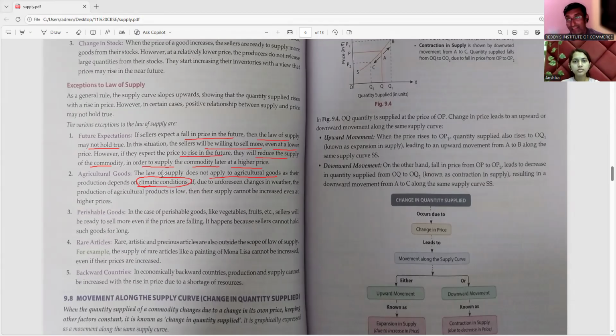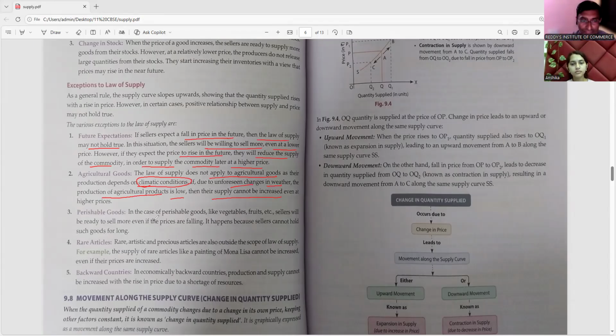If a producer thinks, I'll produce this kind of thing, I'll produce that kind of thing, it depends upon the climatic conditions. Producers cannot imagine and apply that theory in the law of supply because this is the exception. Suppose due to unforeseen changes in the weather, the production of agricultural products is low, then supply cannot be increased even at higher prices, because there is no raw material, there is no production. Even if he is ready to pay a higher price for the raw material, it cannot happen because there is no raw material available in the market.